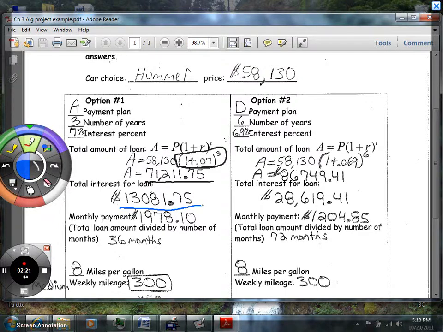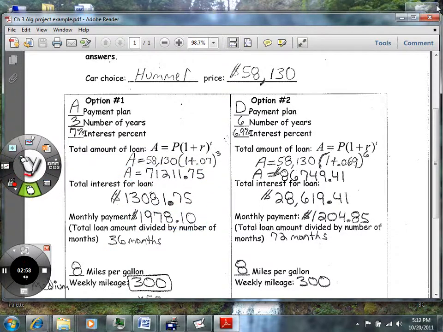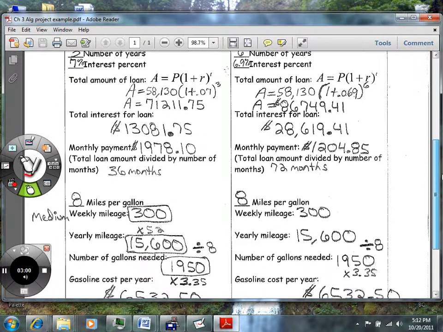That's all interest. Now, as far as the monthly payment goes, I take this $71,000, this dollar amount, and I divide it by however many months I'm getting a loan for. I'm doing it for 3 years, so we know that 3 years is 36 months. You pay monthly payments. So we take the $71,000 amount, divide it by 36, and that's where I'm getting this $1,978.10. That's how much I have to pay every month. Pretty steep.